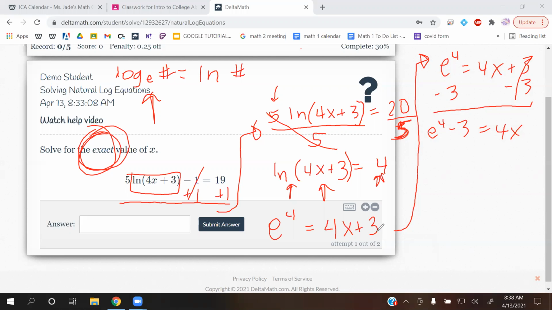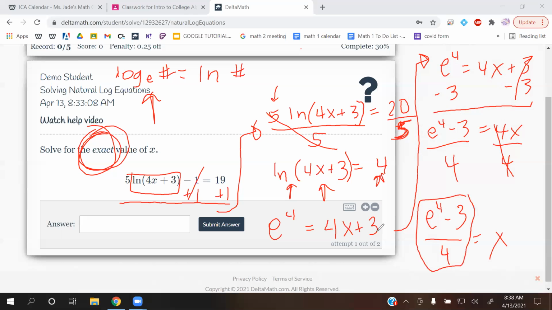So we have e to the power of 4 minus 3 is equal to 4x. Then to get x by itself, you're going to divide by 4. Those cancel out. You literally just get the fraction e to the power of 4 minus 3 over 4 is equal to x. So your final answer is this thing. Remember, leave the e in it. You want your answer in terms of e because that's the only way you can get the exact value. Okay, so now that that's done, are there any questions for this problem?